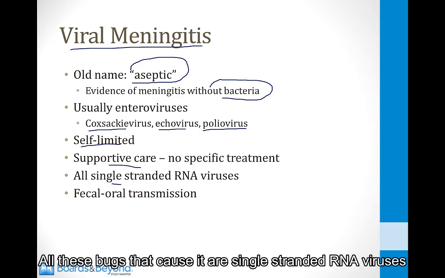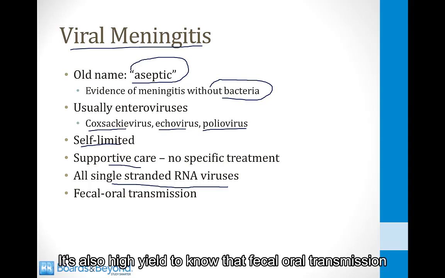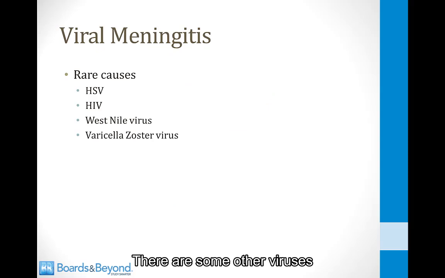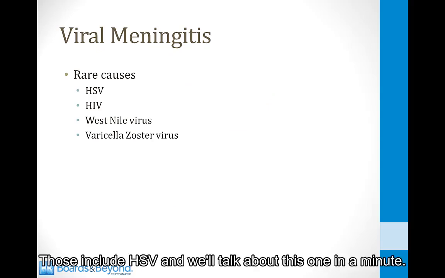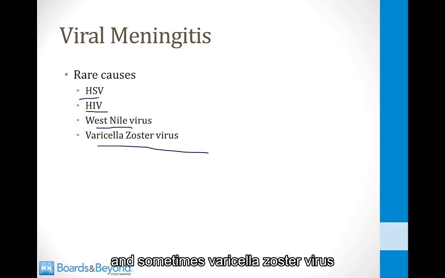All these bugs that cause it are single-stranded RNA viruses, and it's high yield to know that. It's also high yield to know that fecal-oral transmission is the way by which people pick up these bugs. There are some other viruses that can very rarely cause meningitis, different than the viruses I just mentioned. Those include HSV, and we'll talk about this one in a minute. HIV can cause it. West Nile virus and sometimes varicella zoster virus can also cause viral meningitis.